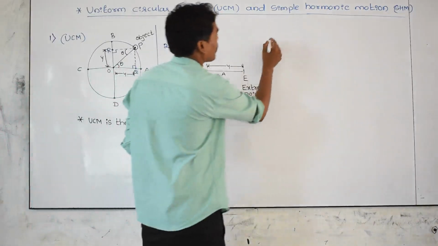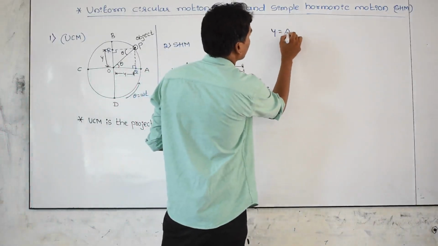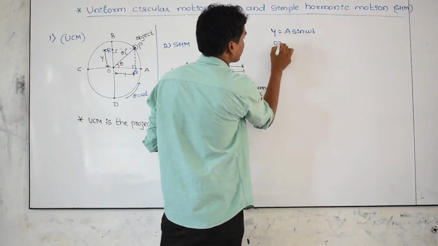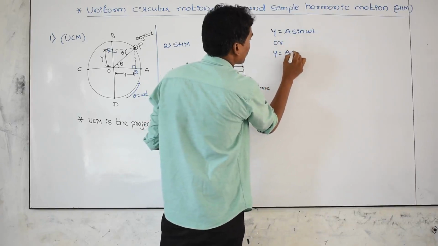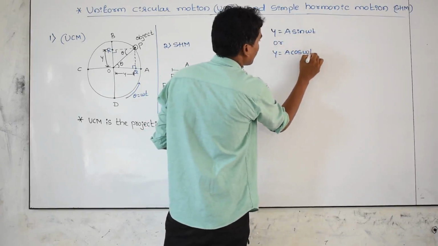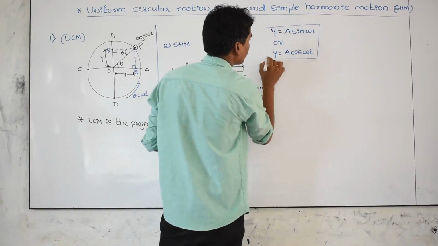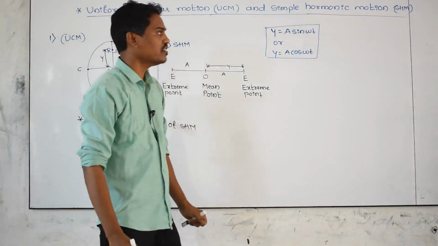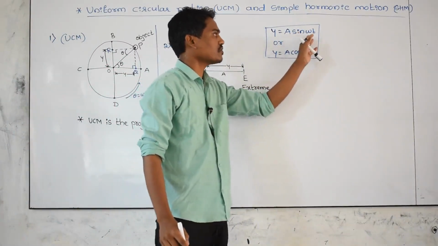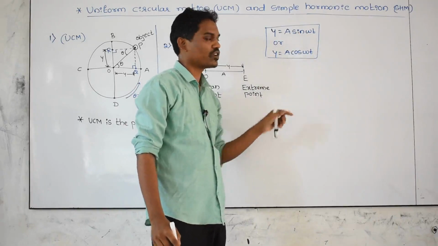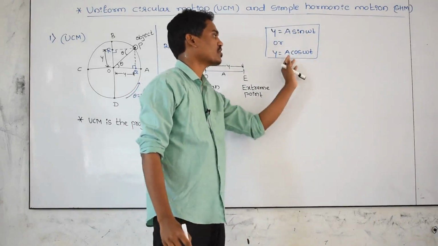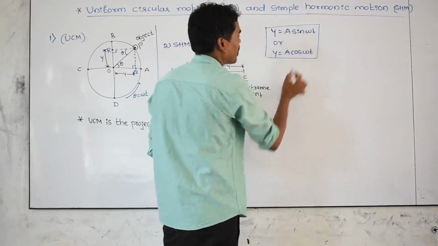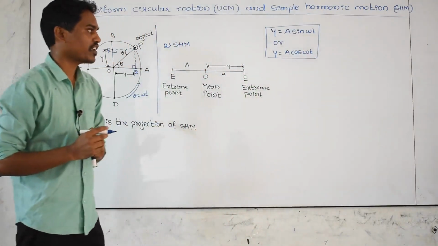That equation is y = A sin(ωt), or another equation is y = A cos(ωt). These are two equations of simple harmonic motion. The simple harmonic motion can be represented in terms of the sine function. Sometimes the simple harmonic motion can be represented in terms of the cos function, and the sine function and cos function have their respective meanings here.